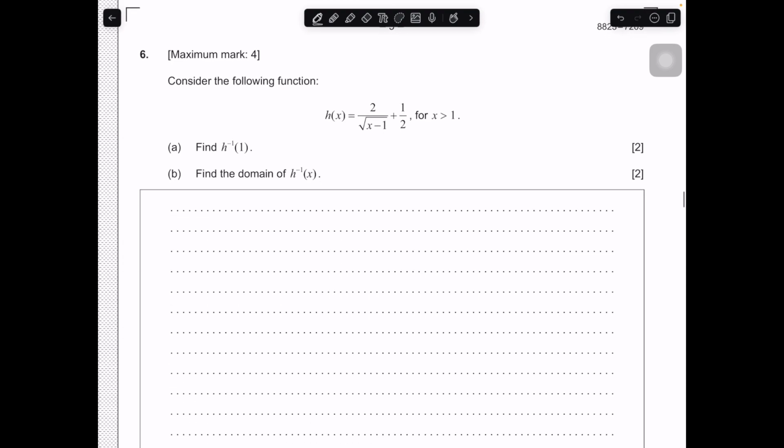Okay, let's work through it. Part A. Part A actually is not so bad. We're asked to find the inverse, h inverse of 1. So remember, we have a set of inputs and a set of outputs. And we have certain inputs like 0, 1, 2, 3, 4, something like that. And we have a function. In this case, it's h of x. And it will take those inputs and it will map them to certain outputs.